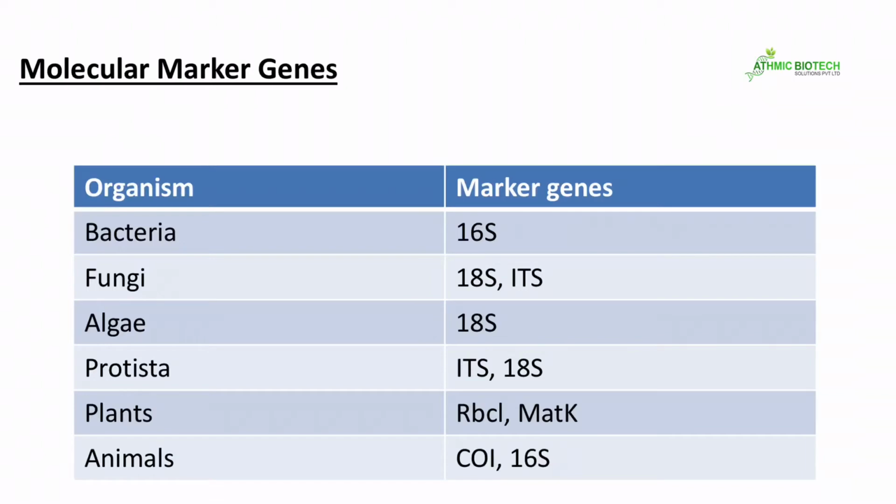In fungi, the molecular marker gene is 18S or ITS, and in microalgae we can amplify 18S and sequence it. In protists, ITS and 18S can be used as molecular marker genes. In plants, rbcL and matK are the most prominent molecular marker genes. In animals, both invertebrates and higher animals, cytochrome oxidase and the mitochondrial 16S rRNA gene can be used as molecular markers.